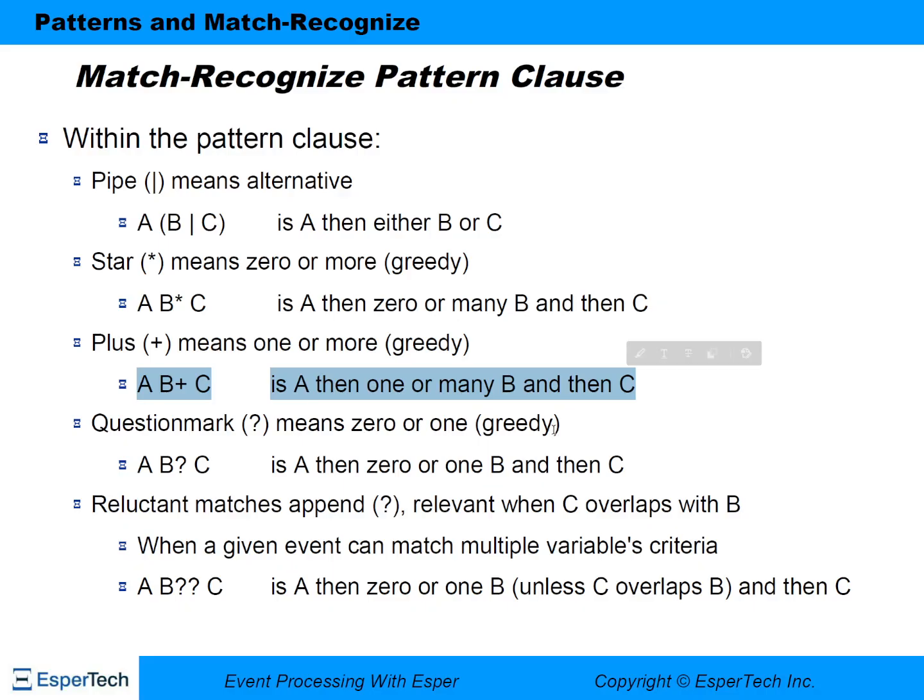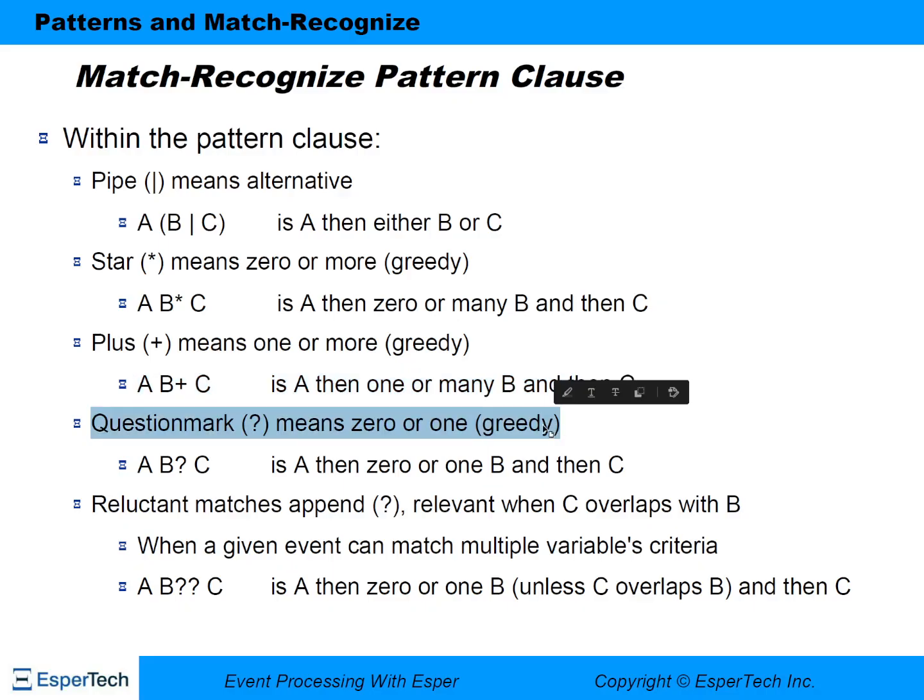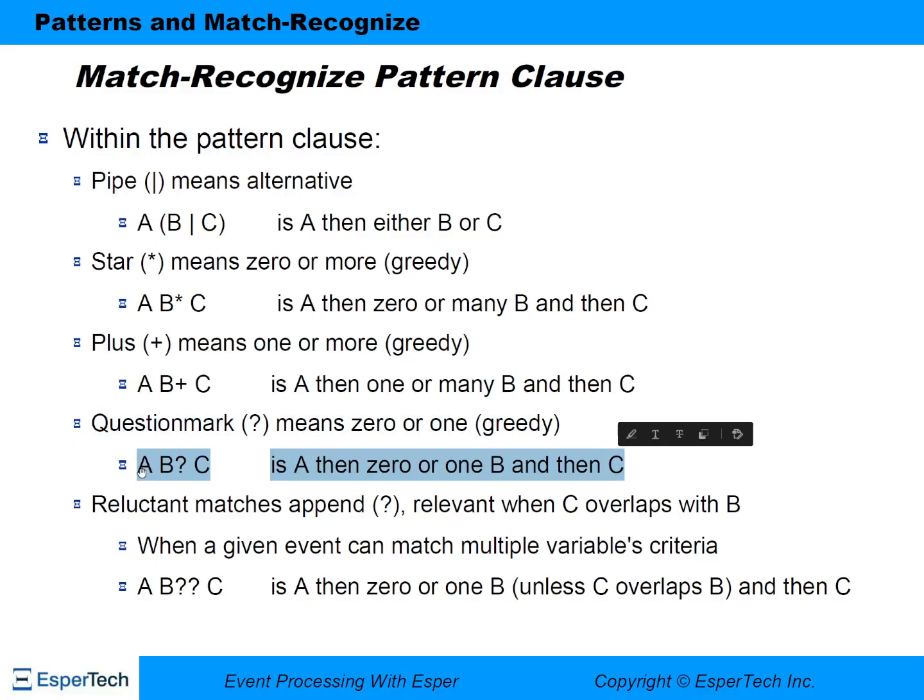In the pattern clause, the question mark character means 0 or 1, greedy. So, when the pattern reads A, B question mark, C, the runtime looks for an event that matches the A criteria. Then 0 or 1 event that matches the B criteria. Then an event that matches the C criteria.